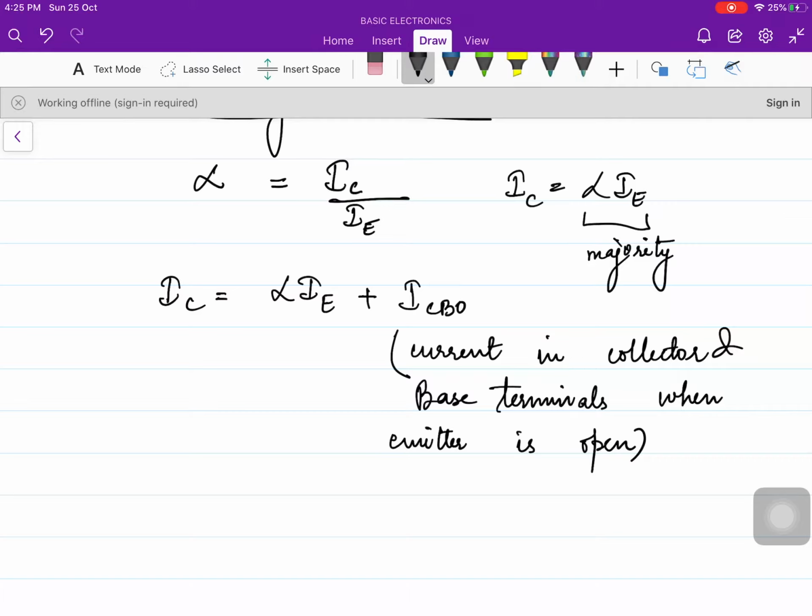For remembering, you can keep it in mind like leakage current in common base, but actually the full form is current in collector and base terminals when emitter is open. That means it will only be considered, or it will only become significant when emitter will be open or IE is equal to 0. So that is the current gain in common base. Now as you can see one thing here, alpha is equal to IC upon IE.